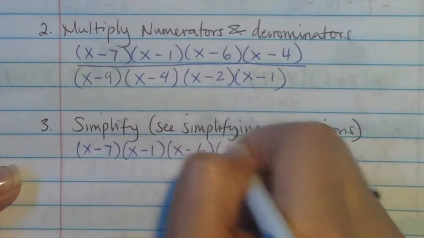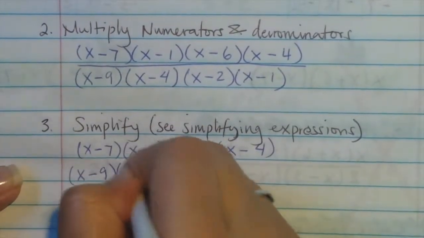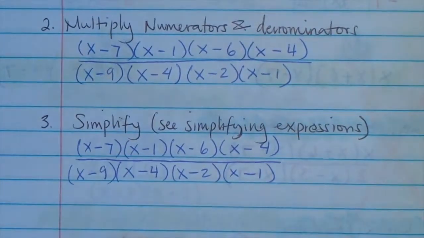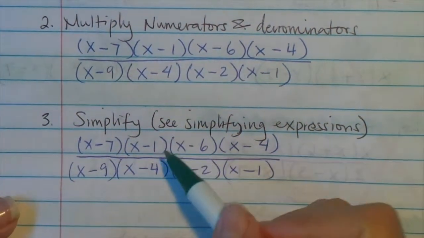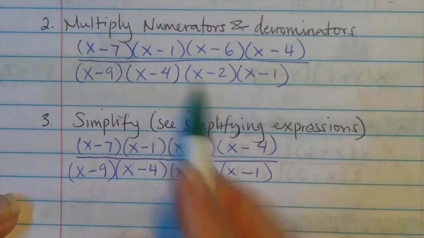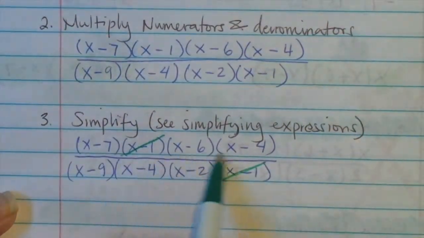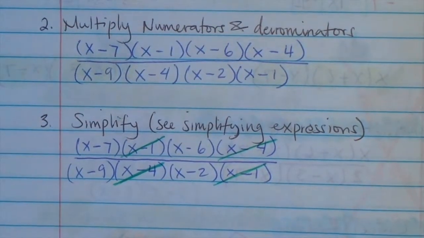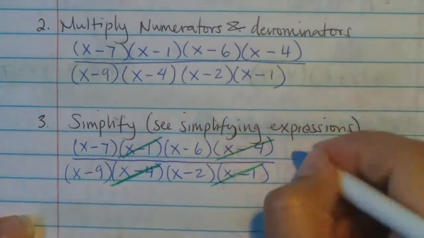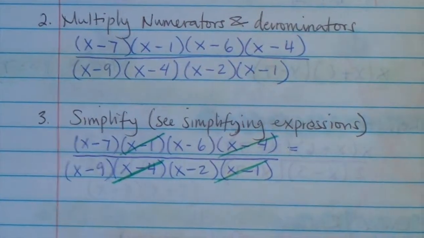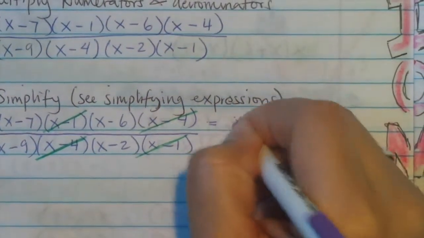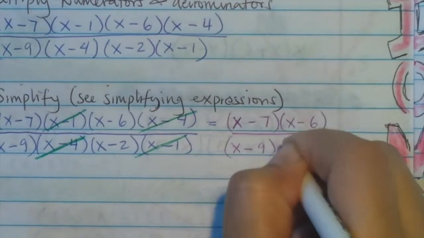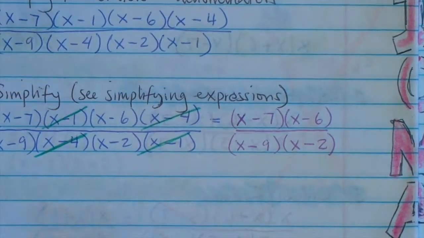And all that means is basically whatever's on the top can cancel with whatever's on the bottom, right? Factor. So looking at the top, what do you see that's on the top that is also on the bottom? I see x minus 1 and x minus 4. So those can be canceled. So that leaves us with on the top x minus 7, x minus 6, and on the bottom x minus 9, x minus 2. And that's your final answer.